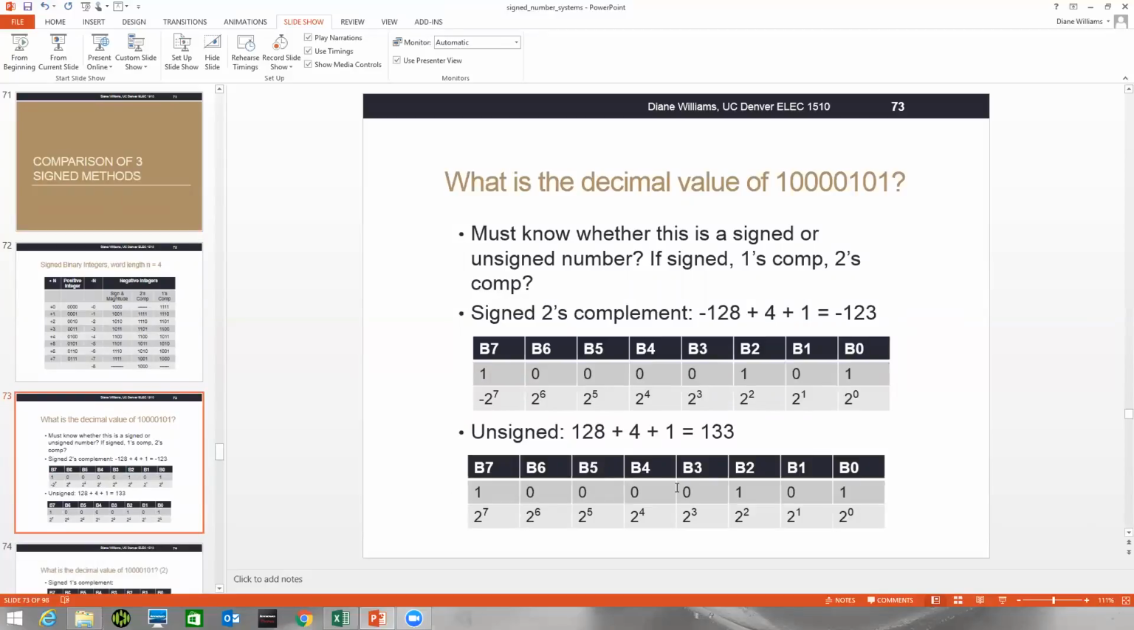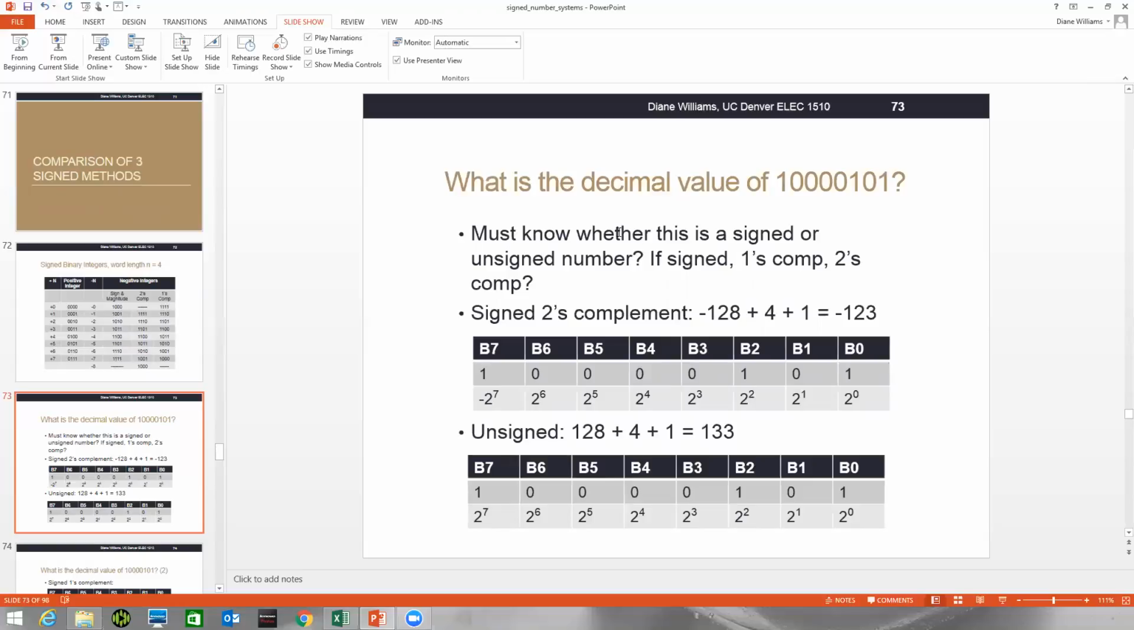So let's take a look at this question. What is the decimal value of this binary string? Well, we don't know unless we're told how it was formed. If this is an unsigned number, or is it a signed number? And if it is a signed number, is this sign magnitude? Is this 1's complement? Is this 2's complement?